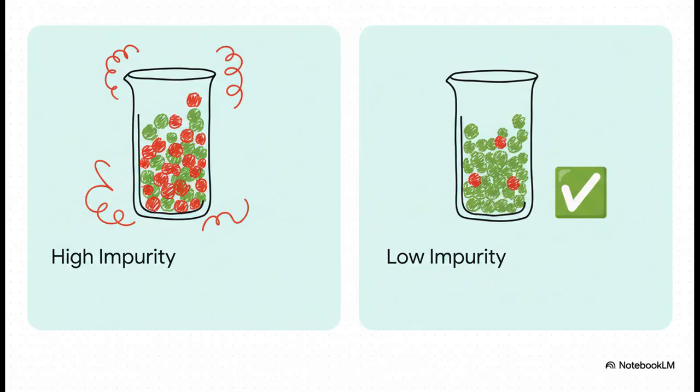And purity here just means a group where most of the items belong to the same class. Think of it like this. On the left, you've got a high impurity group. It's a messy mix of red and green dots, right? And on the right, you have a low impurity group that's almost entirely green. The whole process of building a tree is just about finding the best questions to get you from that messy state over to that clean one.